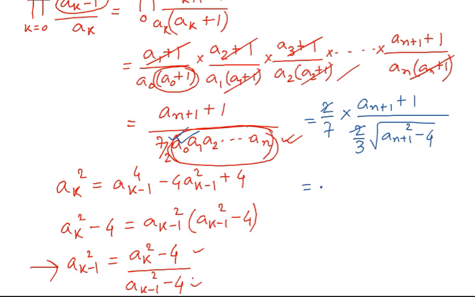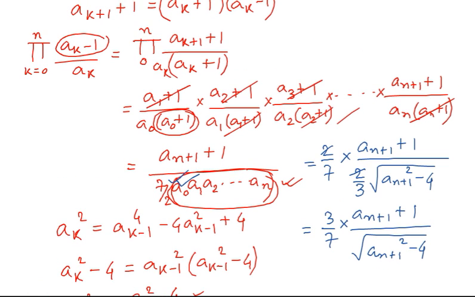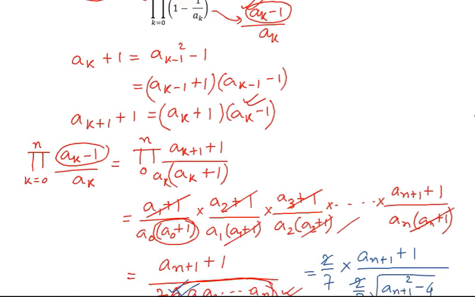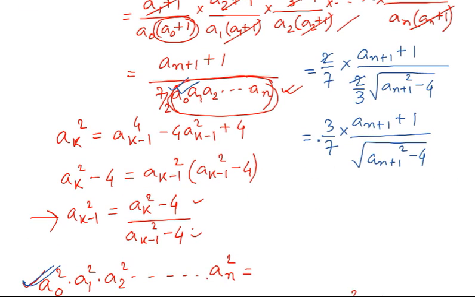So this is coming out to be 3 by 7 into an plus 1 plus 1 divided by root over an plus 1 square minus 4. Okay, so now this is the continuous product up to n, and we need to basically calculate the continuous product up to infinity. So finally we'll be taking n to be infinity. So we are looking for the limiting value of this continuous product when n is tending to infinity.